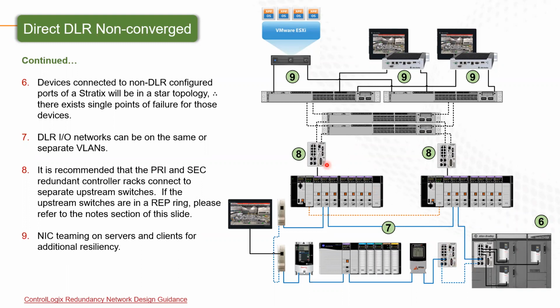Now, this is so we can do a couple different healing methods, but we could do a redundant star from there, but we also could do another type of ring like Resilient Ethernet Protocol to connect those access switches. And also for redundancy, if possible, we will team NICs on our servers and our clients just for the added connections to the network for resiliency.